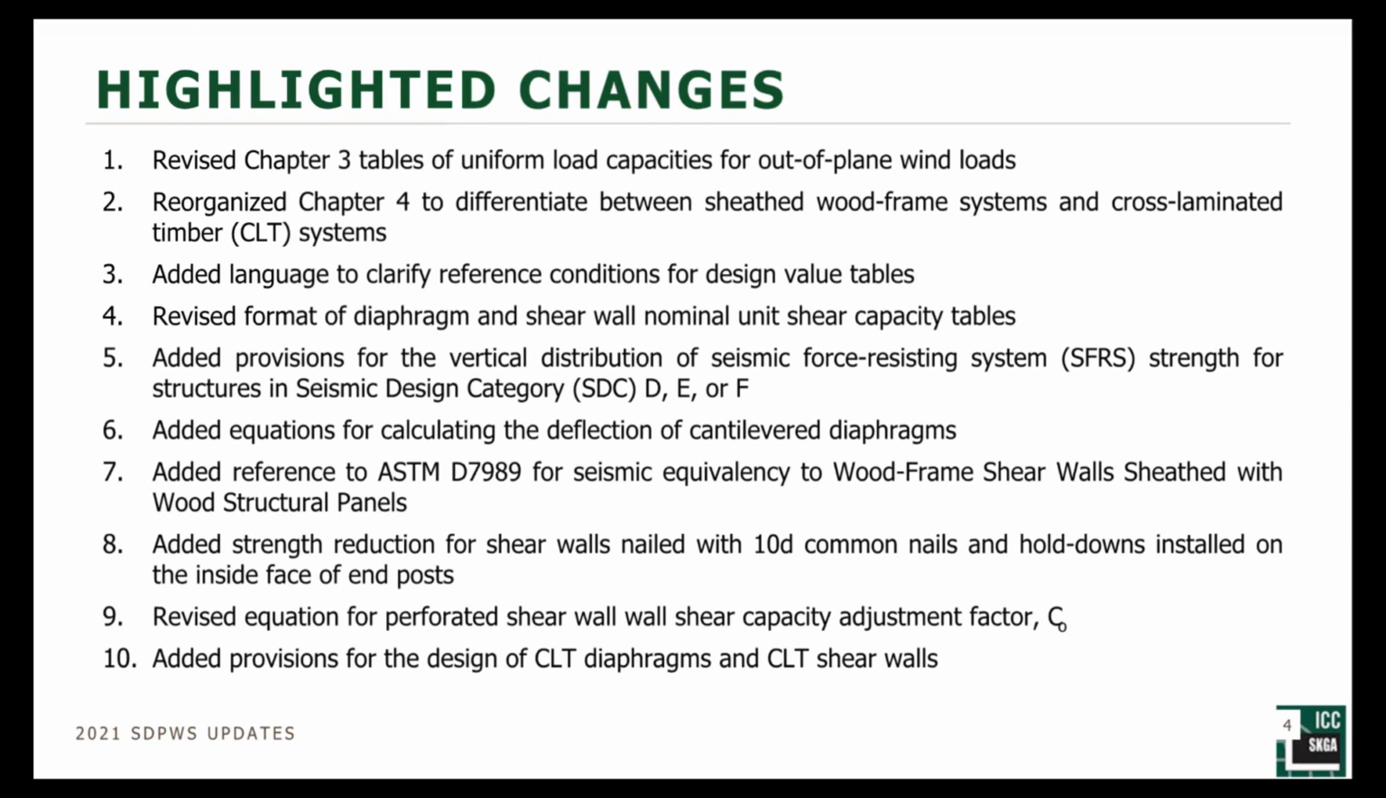There was a new strength reduction that was added for shear walls in a very specific condition. They're shear walls nailed with 10D common nails, and they have hold downs installed on the inside face of the end posts. We revised the equation for the perforated shear wall shear capacity adjustment factor, that's the C sub O factor. And then, as I mentioned, we added brand new provisions for the design of CLT diaphragms and CLT shear walls.